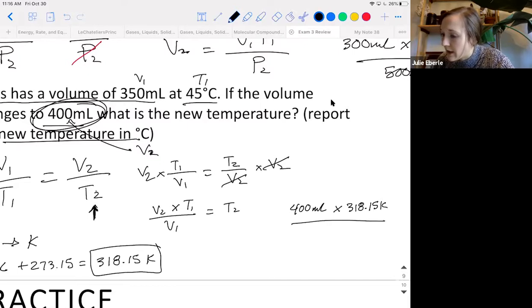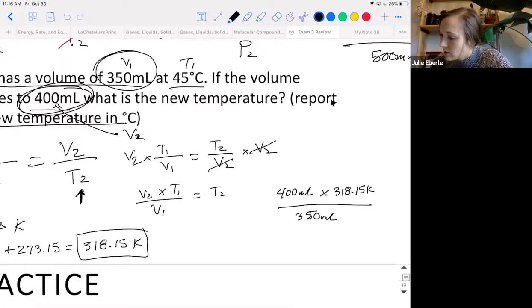And we're going to divide all of that by V1, which was 350 milliliters. Our units on V1 and V2 are the same. They're both milliliters. That's good. If not, we'd have to convert. Okay, 400 times 318.15 divided by 350. What do we get? And we're not done here.